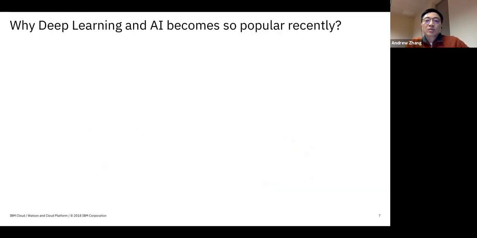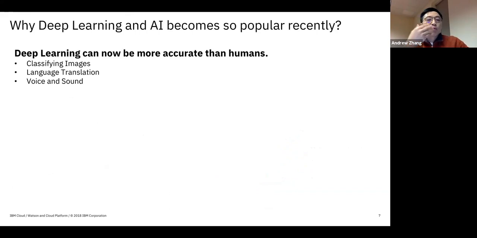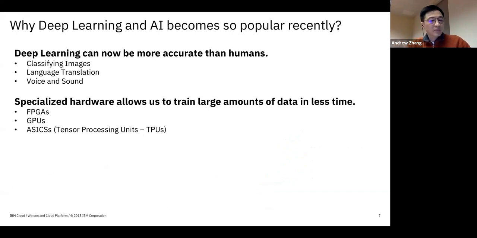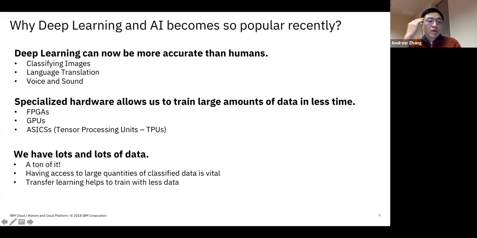So why has deep learning become so popular recently? I think, for one, deep learning can now be more accurate than humans for special tasks, such as classifying images, doing language translation, or voice recognition. The other very important factor is that we now have special hardware. Special hardware is also very accessible on the cloud to train large amounts of data in less time, namely GPUs and FPGAs, and Google came up with TPUs. We are also getting a lot of data thanks to mobile, social, and the internet.